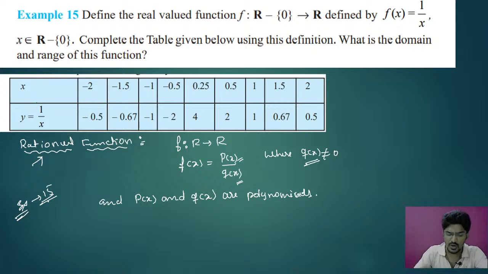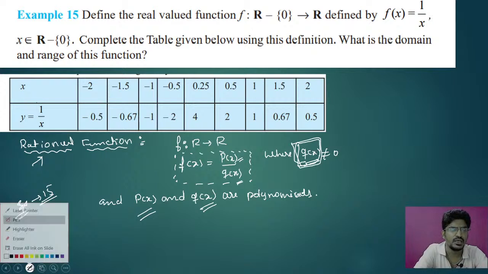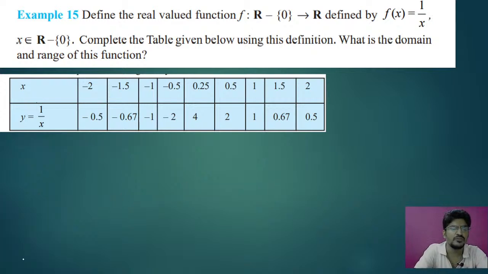So here you must know the rational function will be in the form of p of x divided by q of x, where p of x and q of x both are polynomials and q of x is not equal to 0. Okay. So now we can go for example 15. You see how example 15 is defined.